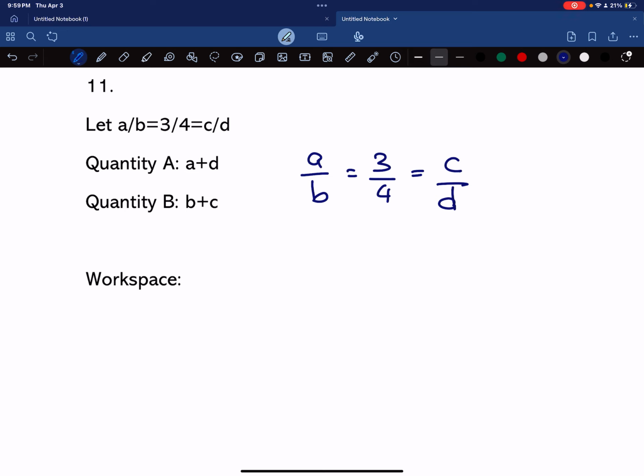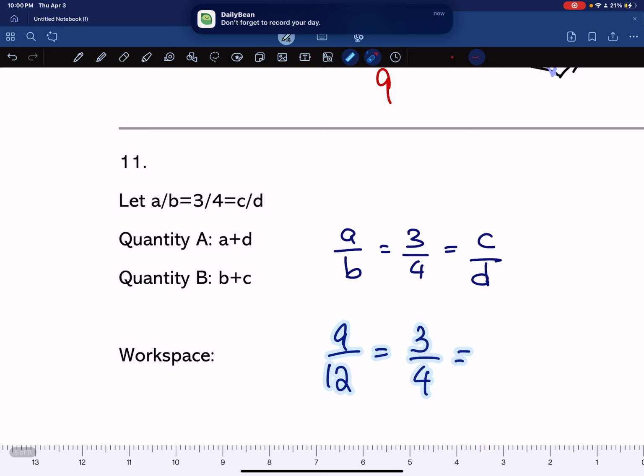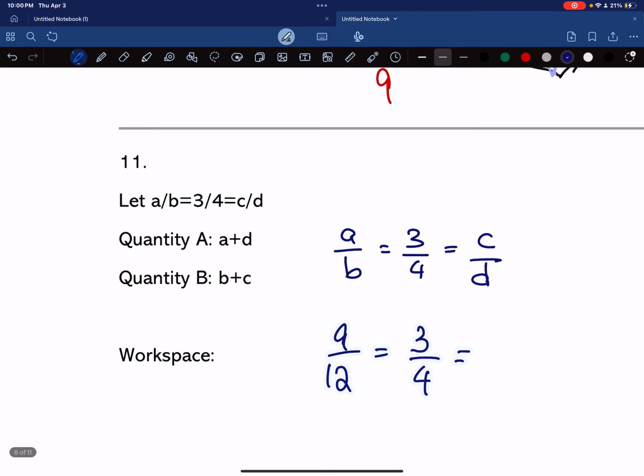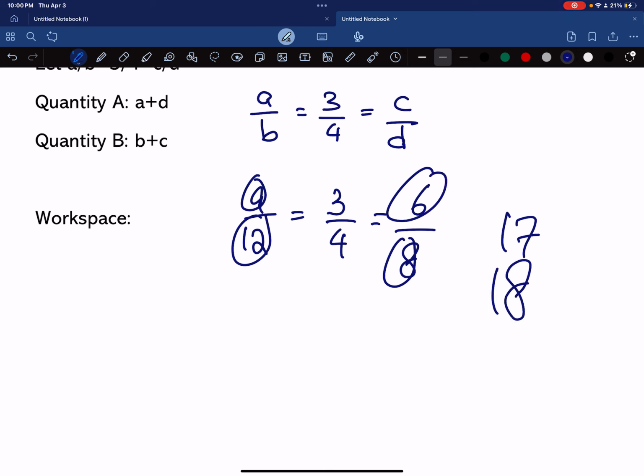Let us say A over B is 9 over 12. Because that satisfies, we're just multiplying by 3 on both sides, right? And for the other one, we multiplied by 2, right? So in that case, A plus D would equal 17 and B plus C would equal 18. So you would think B is the answer here, right? Because 18 is greater than 17.